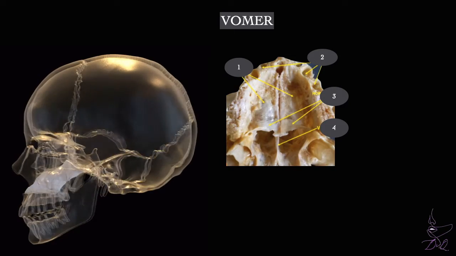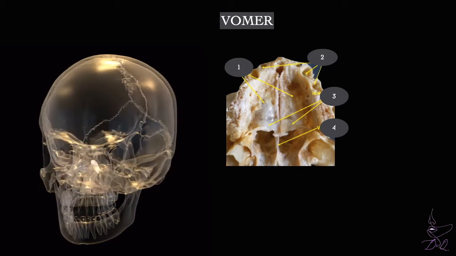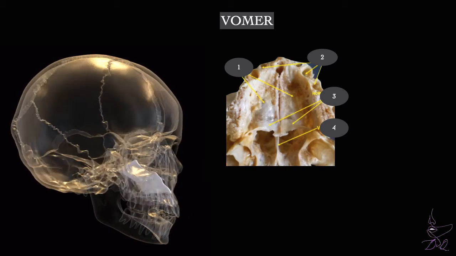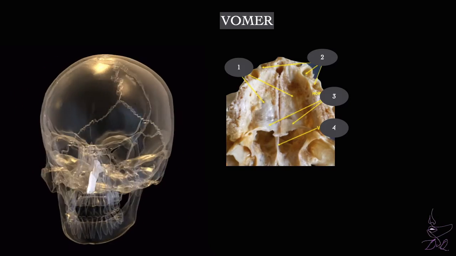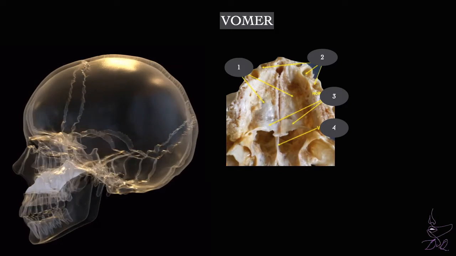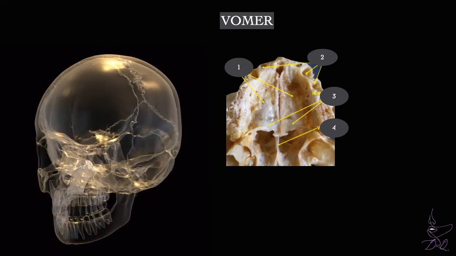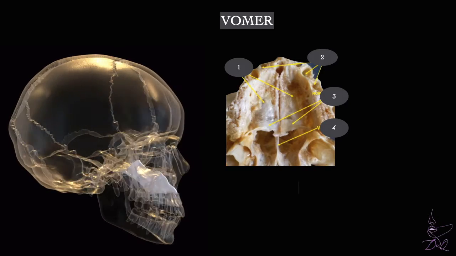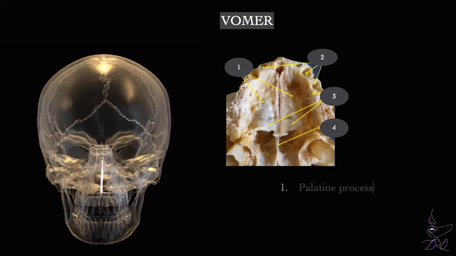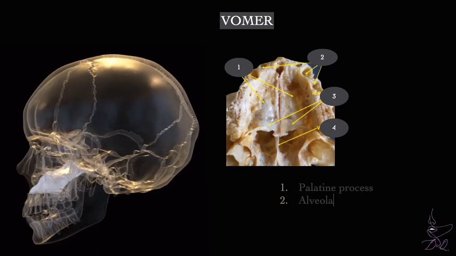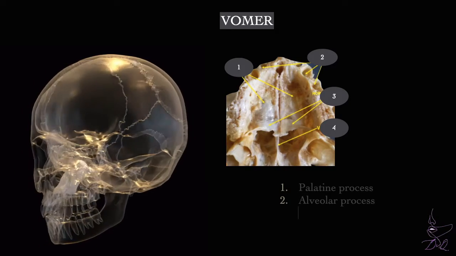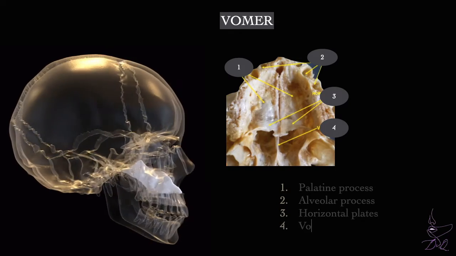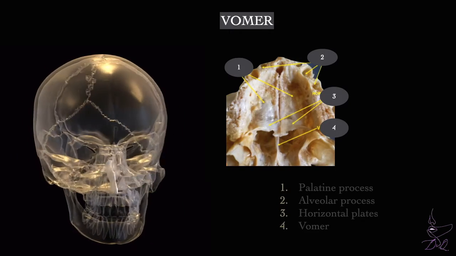Next we shall see the vomer. Now the vomer is a singular bone that runs vertically within the nasal cavity, separating the left and the right sides. Now the vomer articulates with the palatine bone, the maxilla, the ethmoid and the sphenoid bone. Now let's look at the landmarks around the vomer. We have the palatine process, that is the alveolar process. Then we have the horizontal plates, and that thin bone that you can see separating is the vomer.